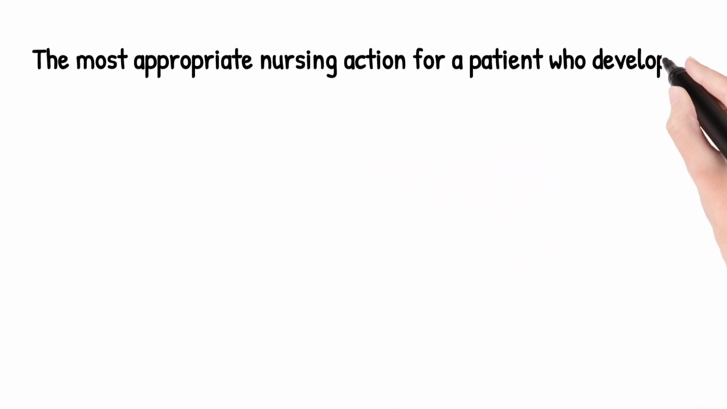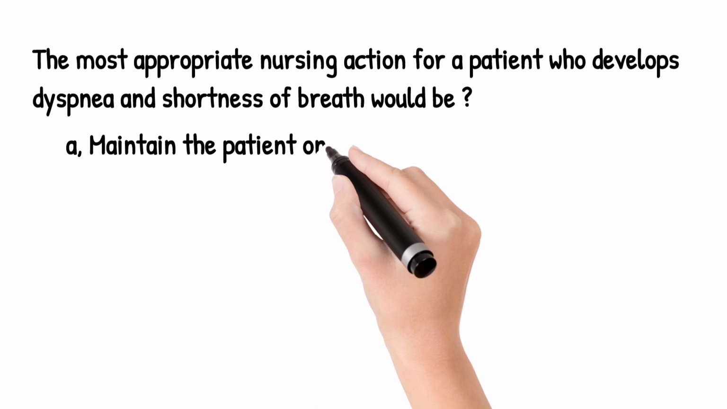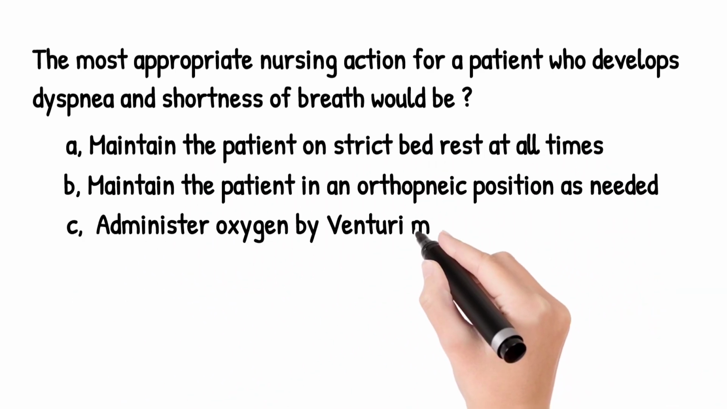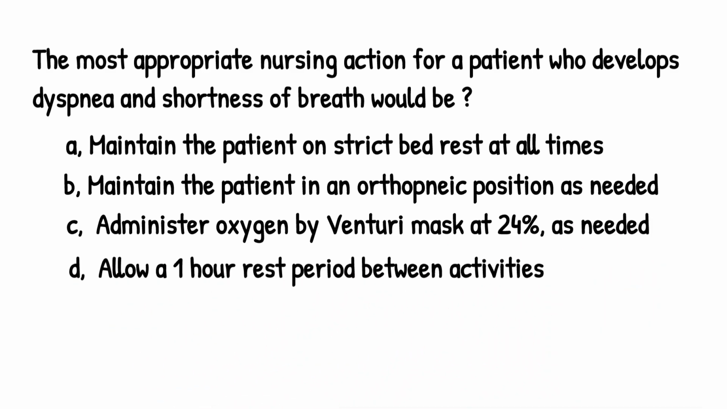The most appropriate nursing action for a patient who developed dyspnea and shortness of breath would be: Option A. Maintain the patient on strict bed rest at all time. Option B. Maintain the patient in orthopedic position as needed. Option C. Administer oxygen by venturi mask at 24% as needed. Option D. Allow 1 hour rest period between activities.